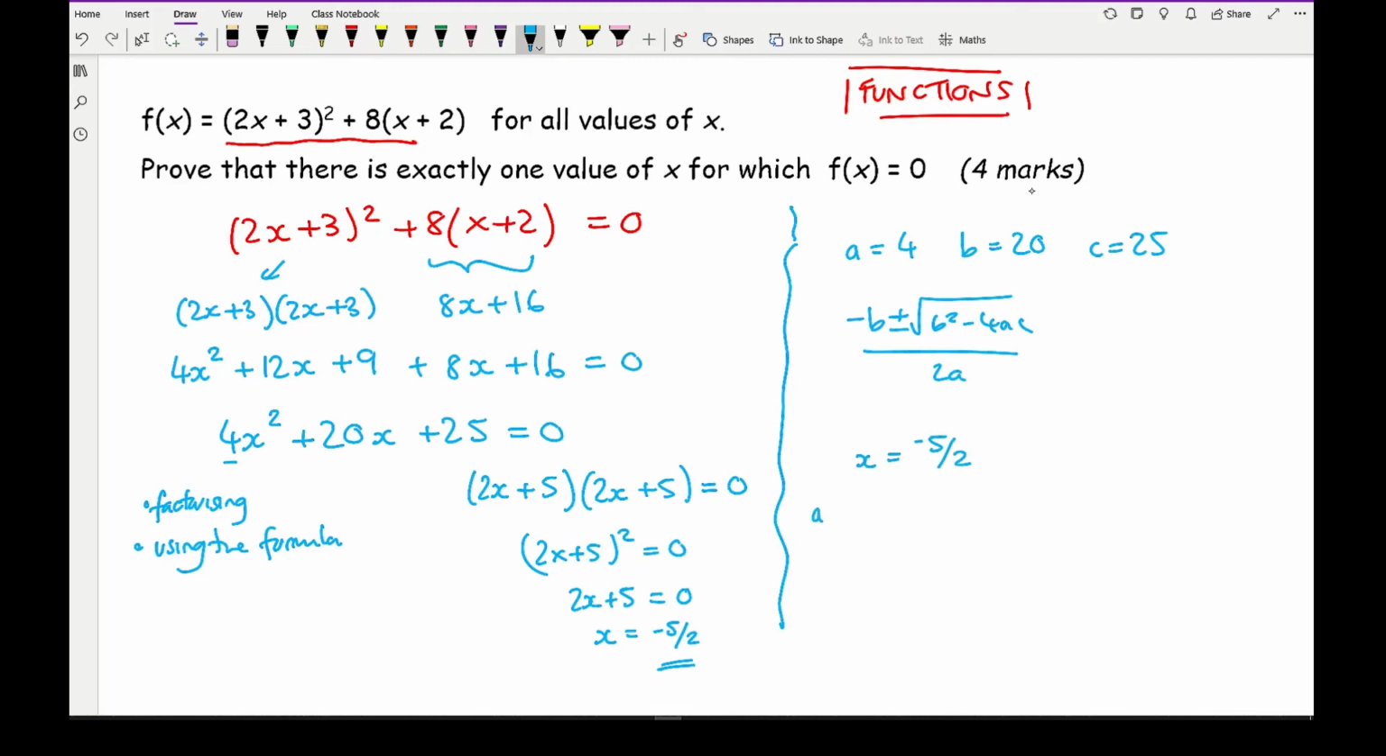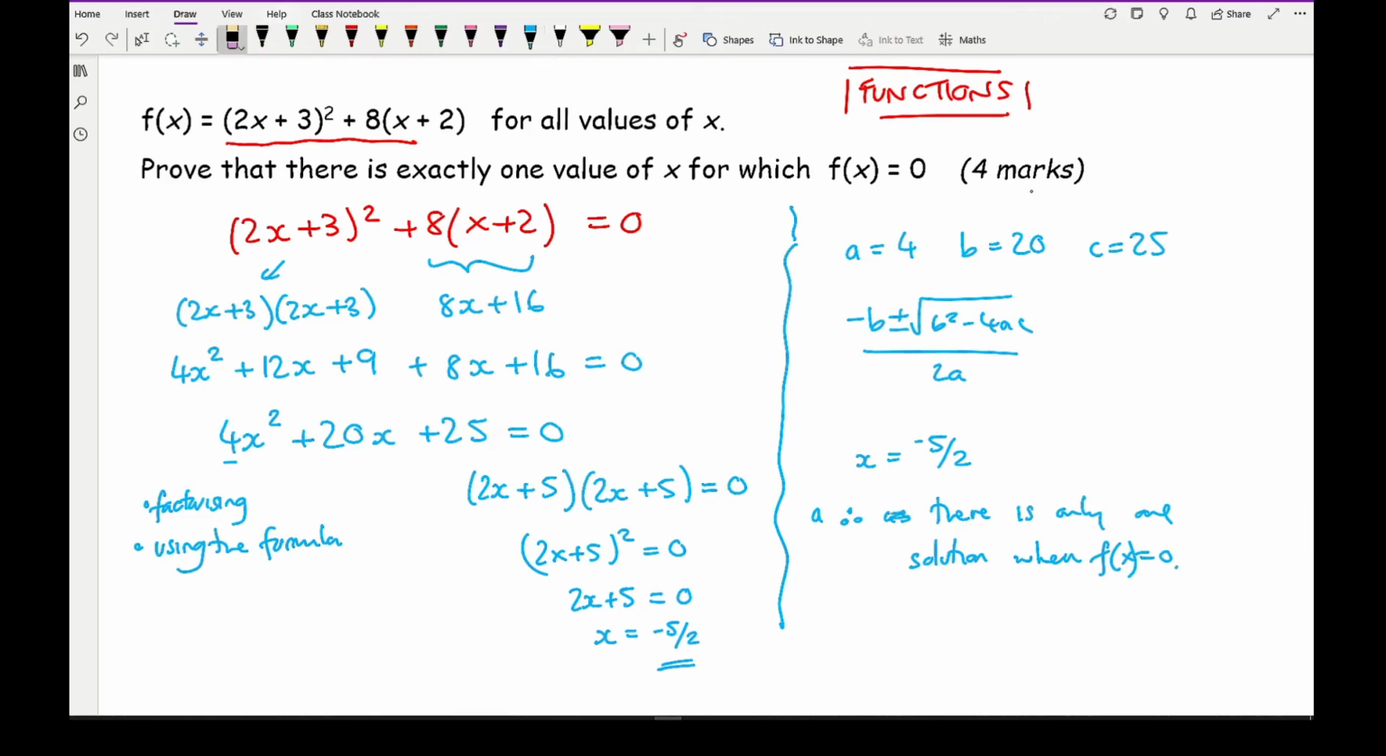So here, therefore, as there is only one solution, we have proved that there is only one value of x when f of x equals 0. And there we go.